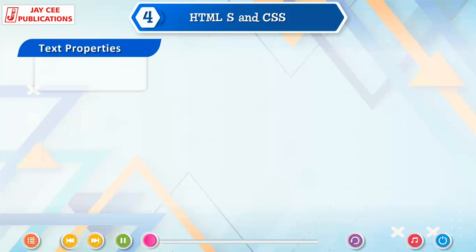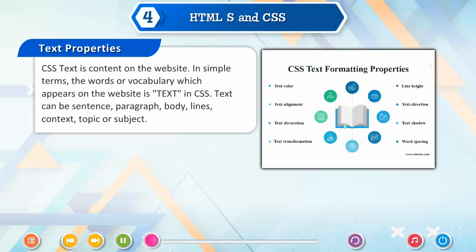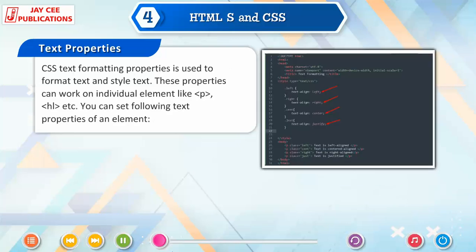Text properties. CSS text is content on the website. In simple terms, the words or vocabulary which appears on the website is text in CSS. Text can be sentence, paragraph, body, lines, context, topic, or subject. CSS text formatting properties is used to format text and style text. These properties can work on individual element like <p>, <h1>, etc. You can set following text properties of an element.